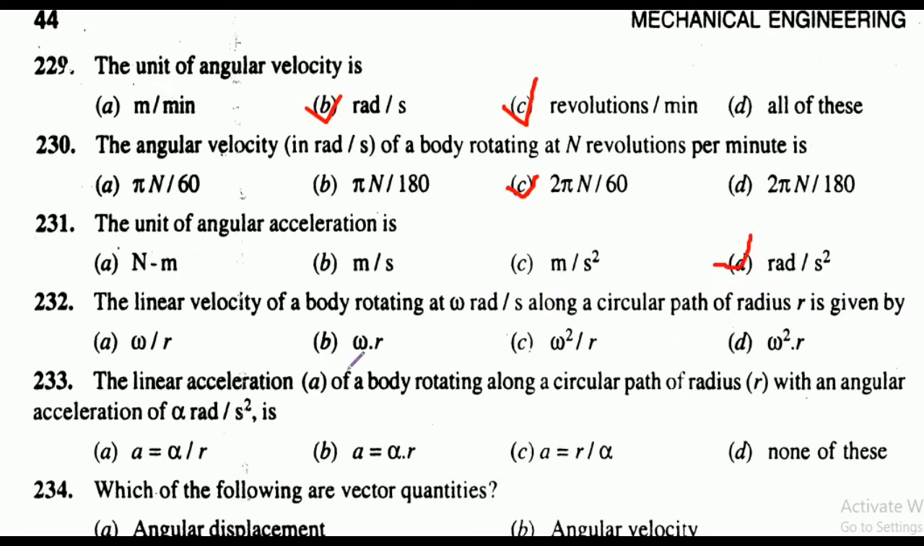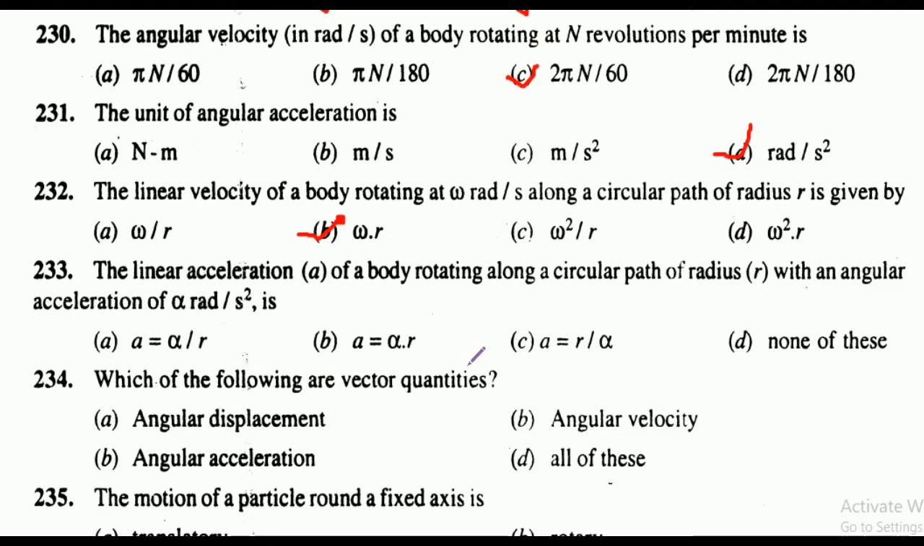Next question is question number 232. Here friends, the question is: the linear velocity of a body rotating at omega radian per second along a circular path of radius r is given by. Here friends, these are the options, and here the correct answer is option B, that is omega into r.